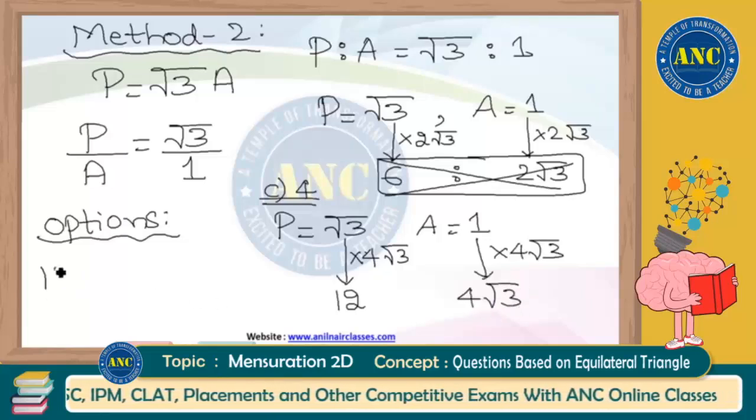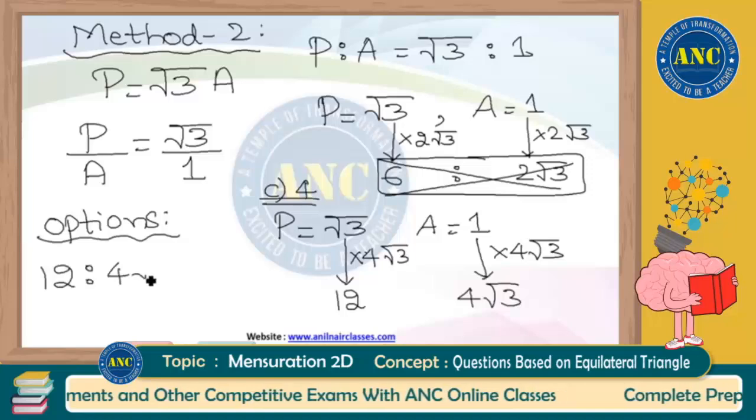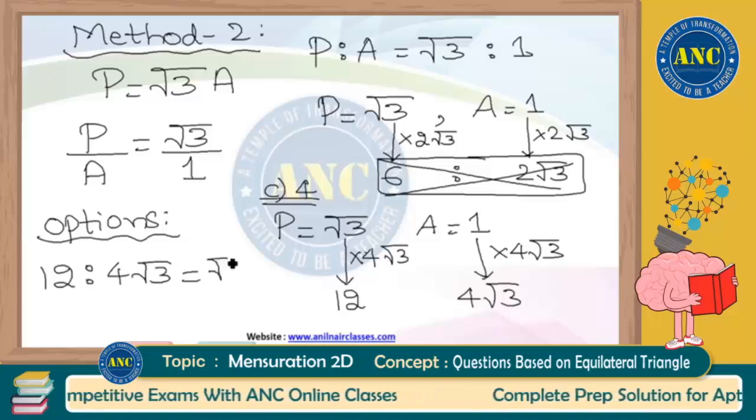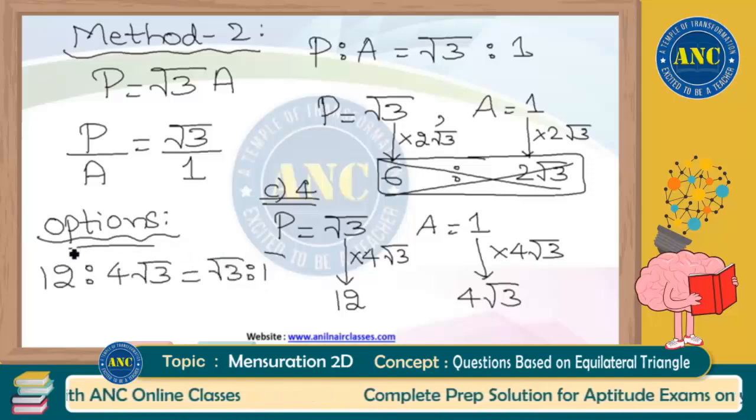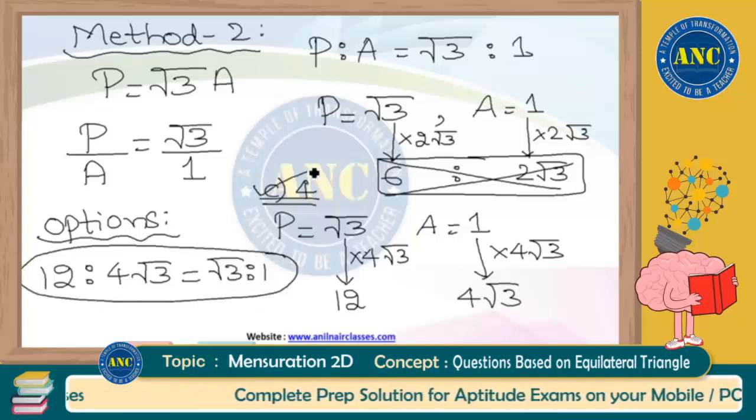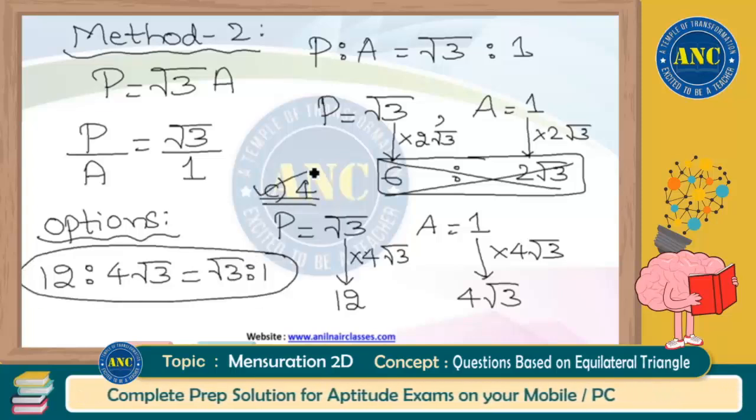Check it out if you want. 12 is to 4 root 3 is nothing but root 3 is to 1 itself, which is what is given in our question also. Therefore, my third option is the correct answer.